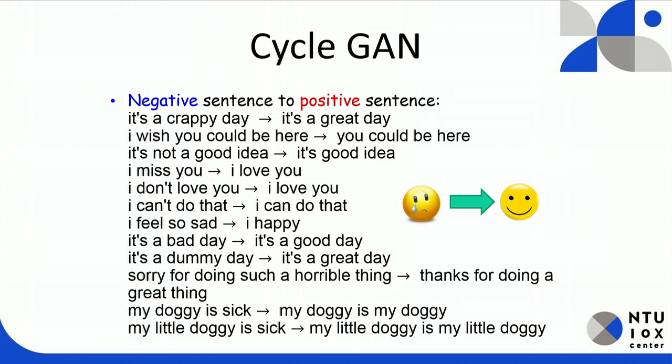So this is the result we can obtain from CycleGAN. It can transform a negative sentence into a positive one. So here, when I say I miss you, it outputs I love you. I say I don't love you, it outputs I love you. I say I cannot do that, it outputs I can do that. Here's a good one. I say, sorry for doing such a horrible thing. It outputs thanks for doing a great thing. Of course, it sometimes makes some mistakes. I say my doggy is sick, then the output is my doggy, which is ridiculous. And this system is very useful. So if your boss is always very mean, you can put this system in your earphone, then you will be happy.